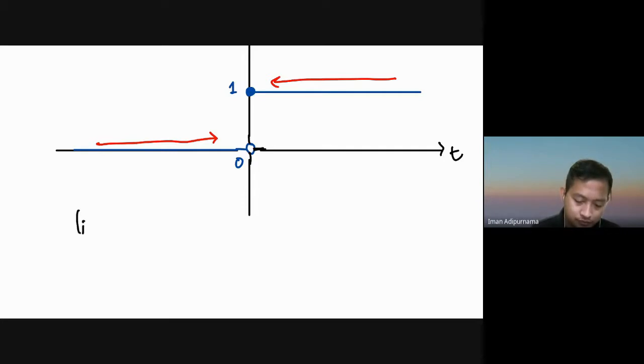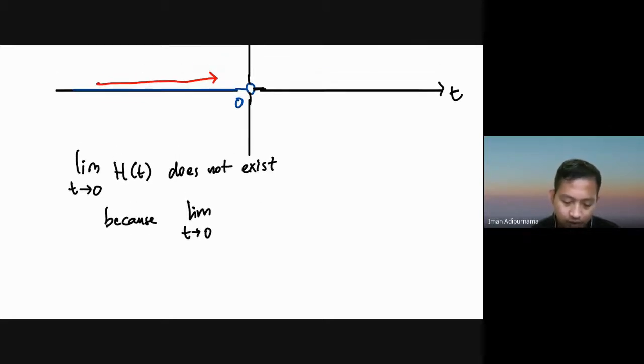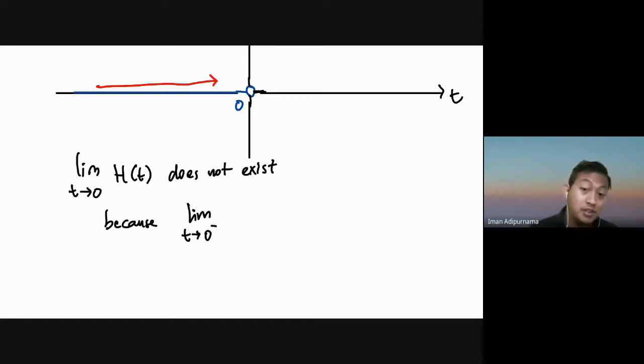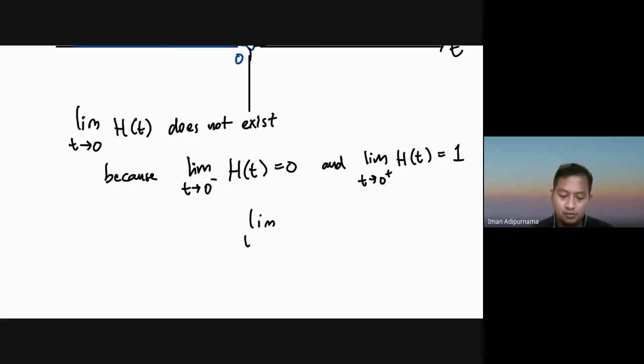So the limit as t approaches 0 of the function does not exist. This is because, if I'm writing with a negative here, that means we approach 0 from the left. And this positive means we are approaching from the right. Because these are not equal, the limit does not exist.